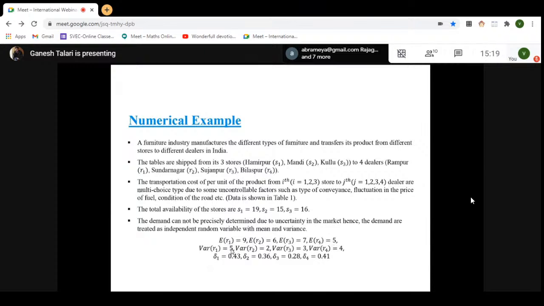And then what is the variance of the demand, the deviation of that? I have taken it as 5, 2, 3 and 4 respectively. There is no specific rule for why we have taken delta 1 as 0.43, delta 2 as 36%, delta 3 as 28% and delta 4 as 41%. There is no specific rule, I have just applied this. There is no specific reason behind choosing delta 1, delta 2, delta 3 and delta 4 and how much they are.